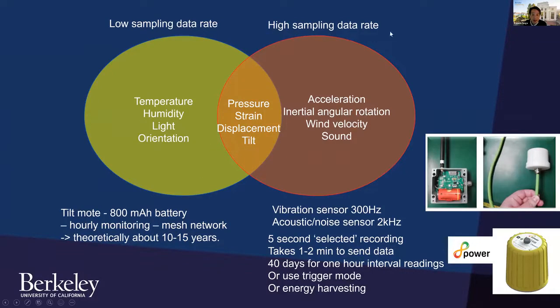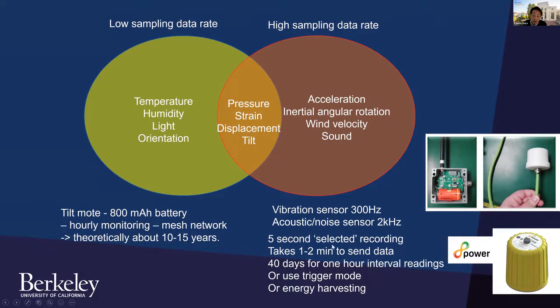Now, once you have a high sampling data rate, like acceleration, wind velocity or sound, then you need to be a little more careful about how you do your power management. A vibration sensor may require 300 hertz, or an acoustic noise sensor may require 2 kilohertz. If you take a 5-second recording of this noise, it takes 1 to 2 minutes to send the data because there is a lot of information in that acoustic data. If you do that every hour, because the data is so much, it only lasts for 40 days.